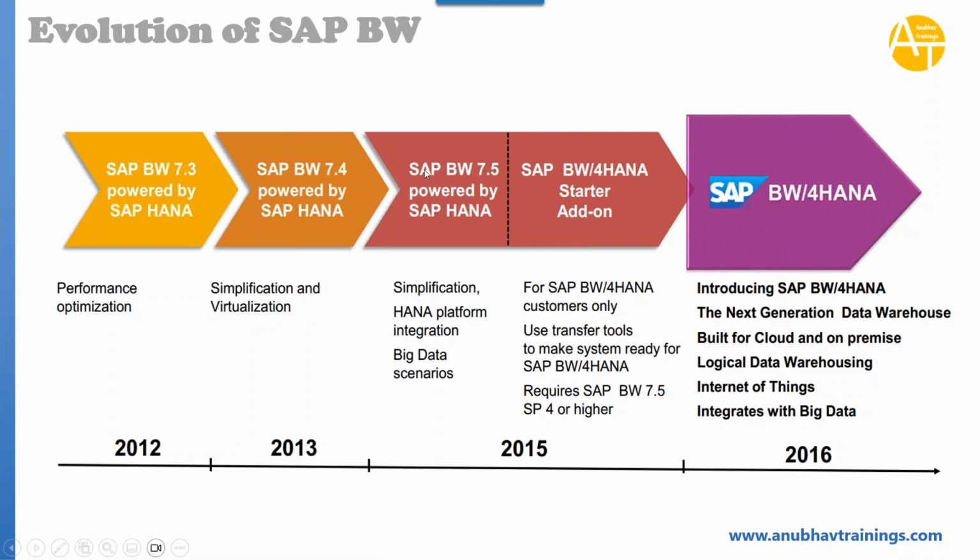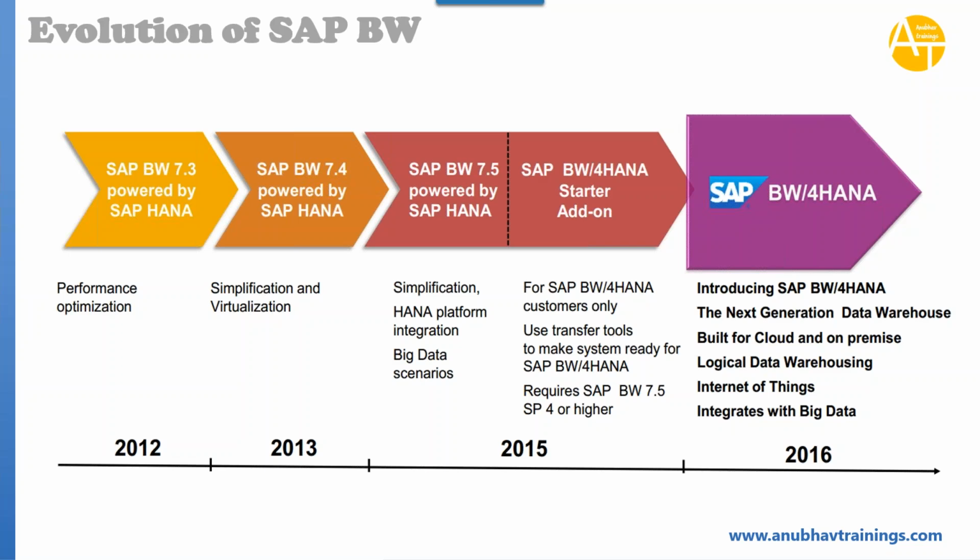Then they came with SAP BW 7.5. This is still the BW era where you can run on any database. Here they allowed integration with the HANA platform. So you can also integrate your BW system with another HANA database like the S/4HANA database, where you can fetch, load and integrate data from this BW system to another HANA database system, and also in big data scenarios.